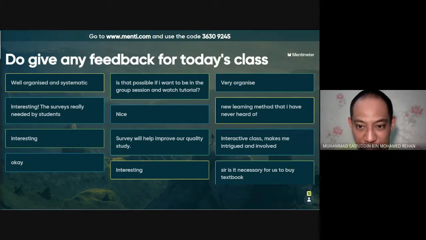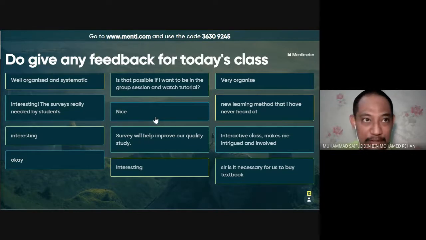Is it necessary to buy the textbook? All right, good question. The thing about a textbook is this. There are two purposes of a textbook. One, a textbook should teach you how to learn without a teacher, because it will give you step by step. I do understand some students still need someone to re-explain, but a textbook is written as a way for anyone to learn without a teacher.